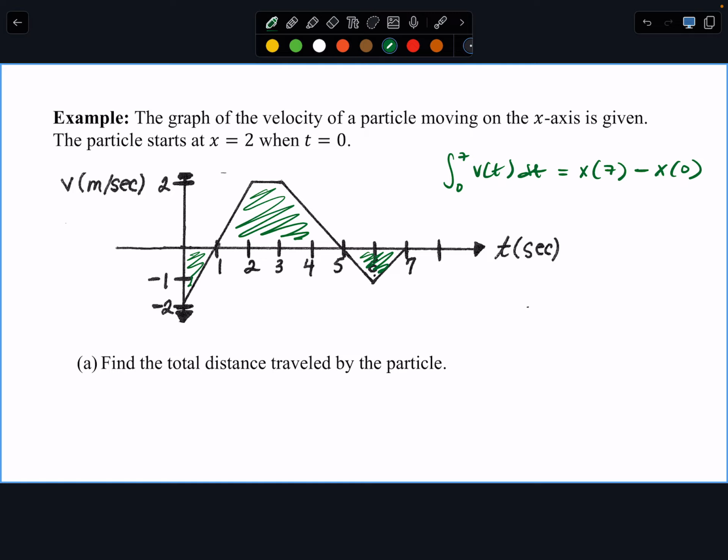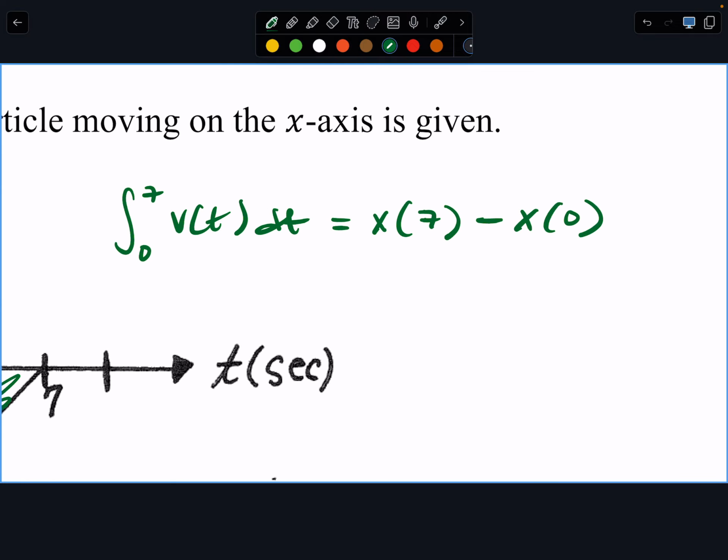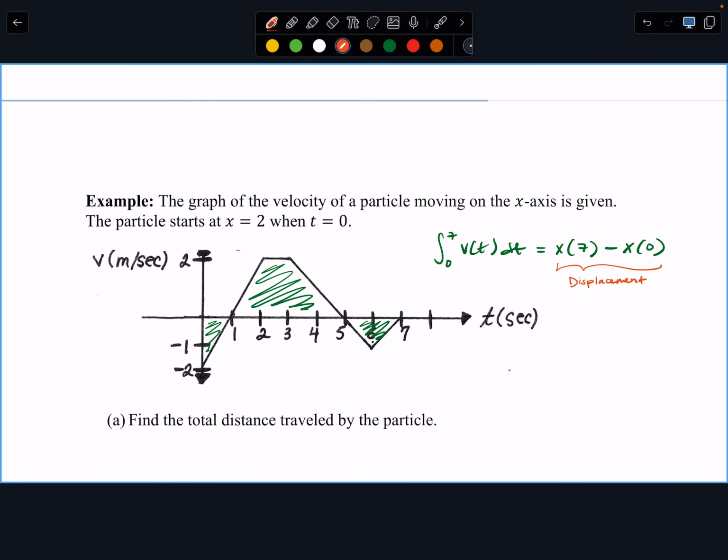Which we've said, the integral of velocity over an interval represents displacement. Is displacement the same thing as distance traveled? No. Because the displacement would just indicate to us, based on your initial position, where did you end up? What is the difference between that ending position, which is described as whatever x of 7 is, minus that initial position, x of 0.